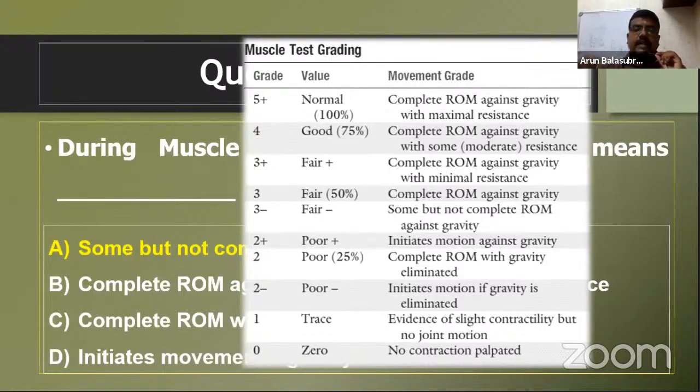So that is 3 minus, called fair minus, whereas 3 plus, fair plus, is complete range of motion against minimal resistance. 4 is complete range of motion against some resistance, and 5 is with maximum resistance. Although we always read 0, 1, 2, 3, 4, 5 in the MRC grading, we are also supposed to understand and remember these. Only 2 here: 2 minus, 2 plus, 3 minus, 3 plus. Rest are all the same.